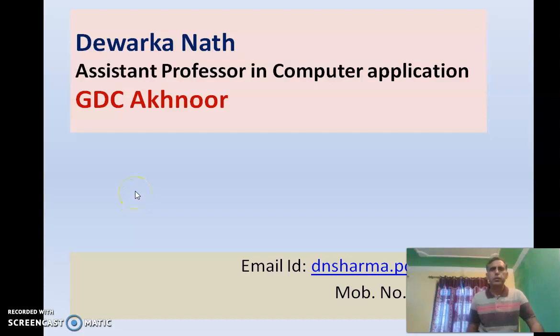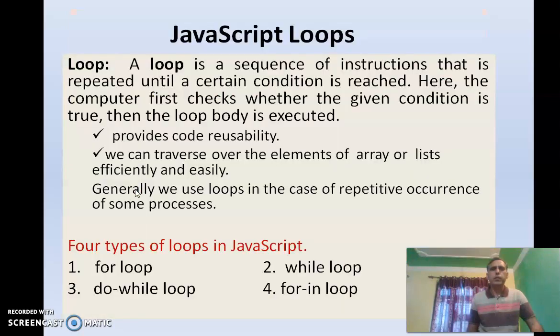Hello students, today we are going to discuss loops in JavaScript. As you learned in previous semesters, a loop is a set of instructions that are executed repeatedly till the condition remains true. In a loop, a single statement or set of statements is executed repeatedly until some condition remains true.